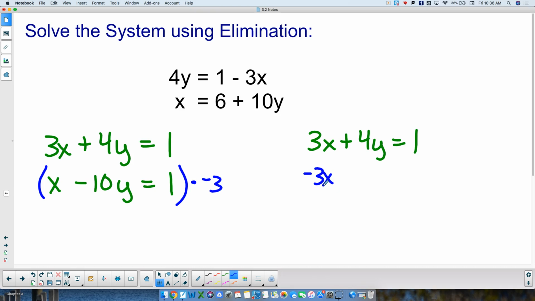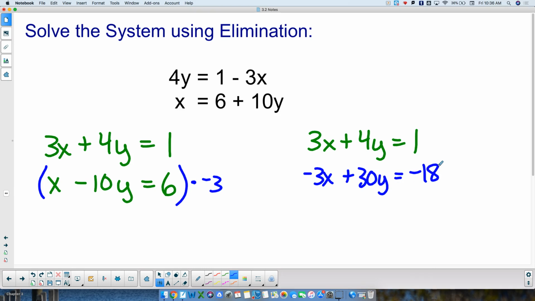Shouldn't that be a 6 instead of 1? Oh, yes. Good job, Aaron. Okay. Plus 30y equals negative 18 there.